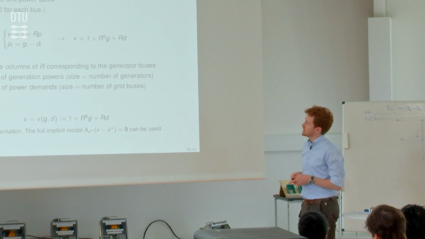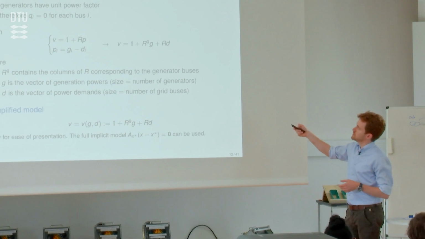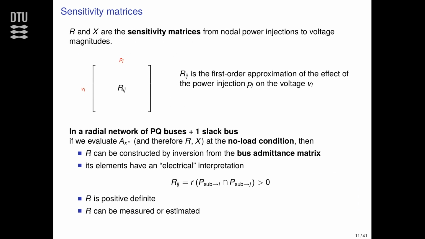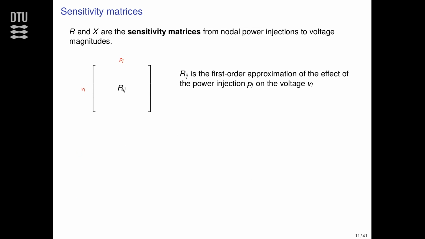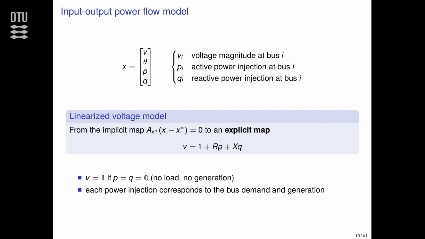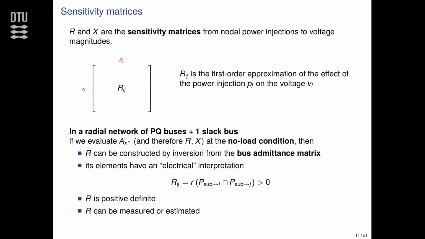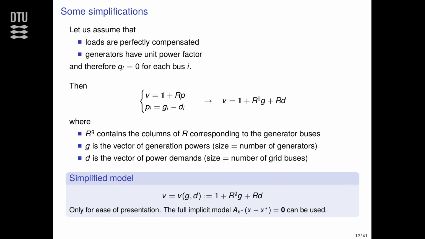Okay, and so for the exercises only, we will make a few simplifications here. The simplification is basically that there is no reactive power flowing in the grid, because we assume that the loads are compensated and generators have unit power factors, so there is no reactive power, so we just drop the Q. Remember, it was 1 plus RP plus XQ. We drop the XQ. It's literally only for simplicity of the exercises you will have to solve.